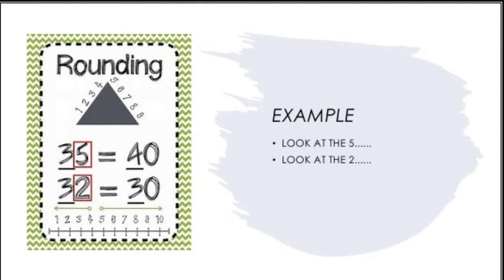32. We're looking at the 2. It's less than 5. So the 3 does not change. It stays the same, and the 2 becomes a 0. So we end up with the number 30.